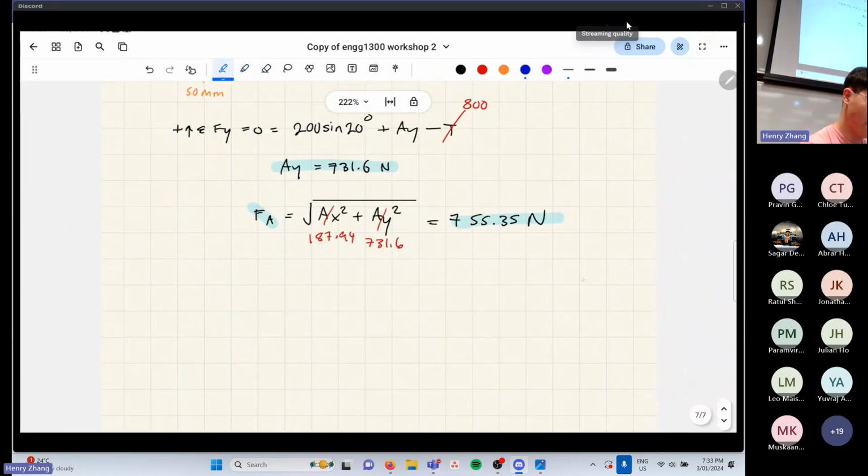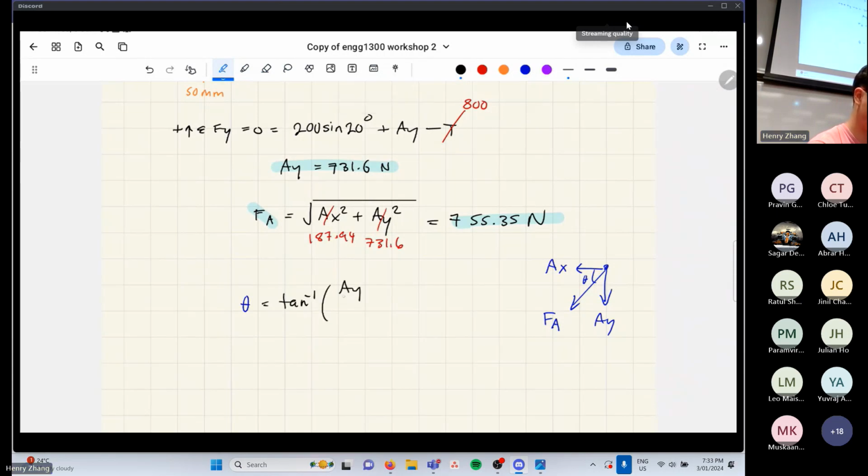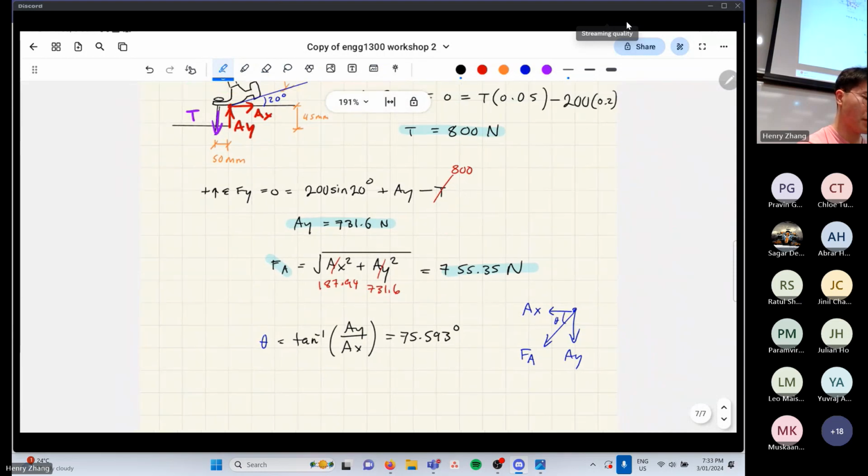What this might look like, if we draw it out, is AX looks like this, AY looks like this, and FA is our diagonal resultant force. What we can do is solve the angle as well, down from the horizontal. So theta is equal to tan inverse of rise over run.